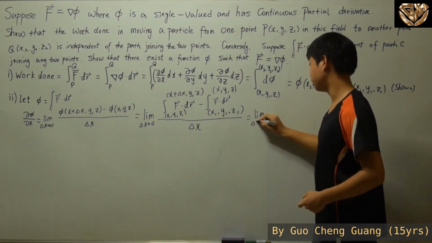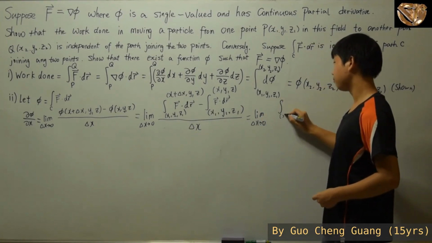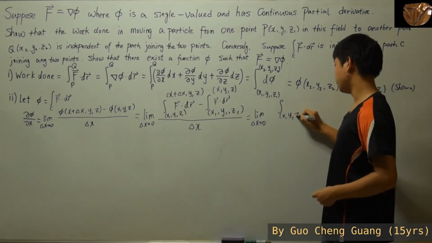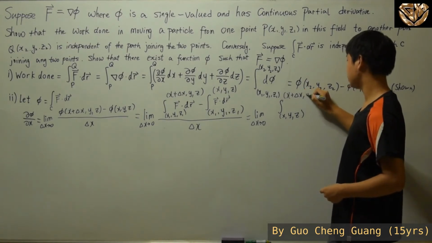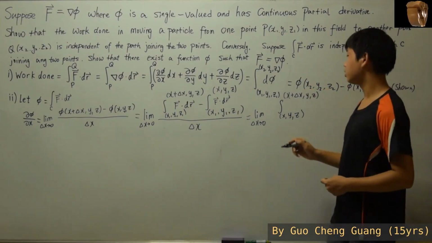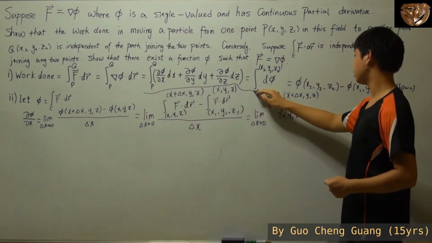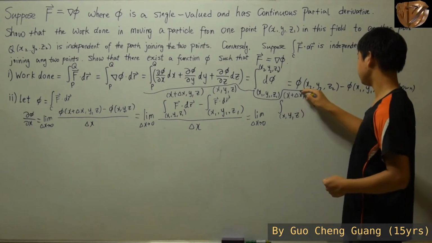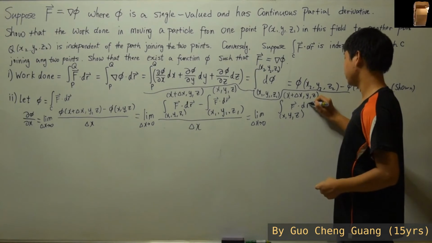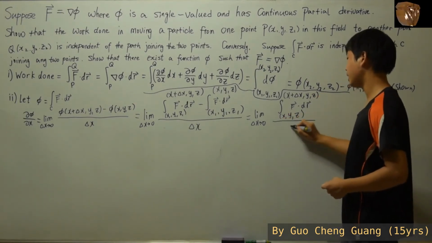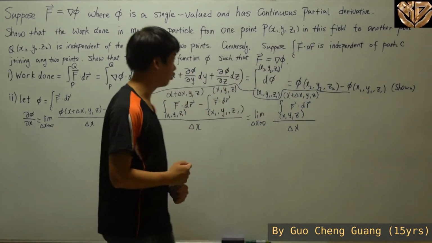the limit as delta x approaches 0 of the integral from x, y, z to x plus delta x, y, z, right? So that will be what your new thing would be. And of course, inside you can still keep it as f dot dr, although you can actually change it into something different. So why exactly can you change it into something different?